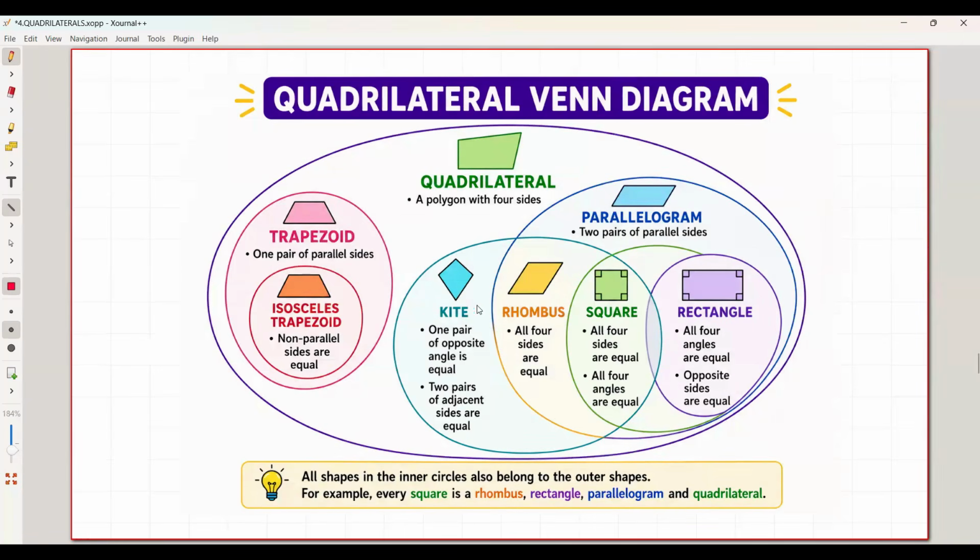A square can be considered as a kite. A rhombus also can be considered as a kite. Why? Because square and rhombus satisfy the property of a kite. Just remember this. A rhombus is a kite, but a kite is not a rhombus. It will not come in the opposite direction.